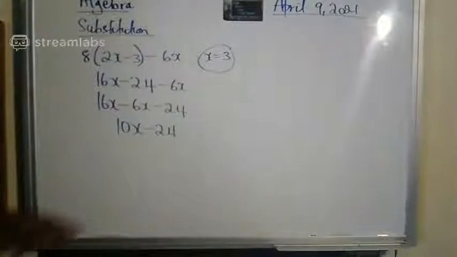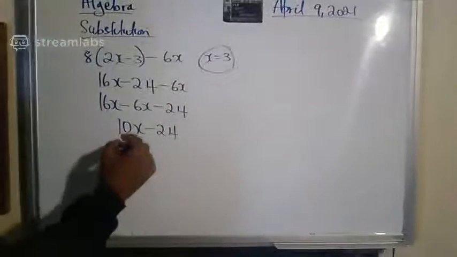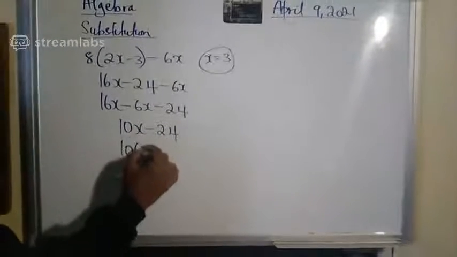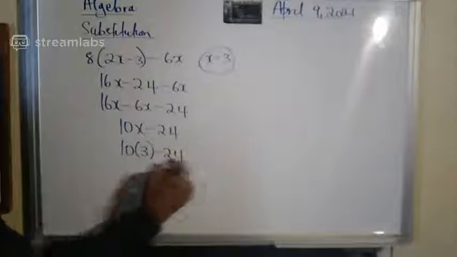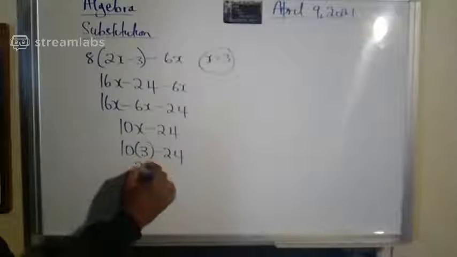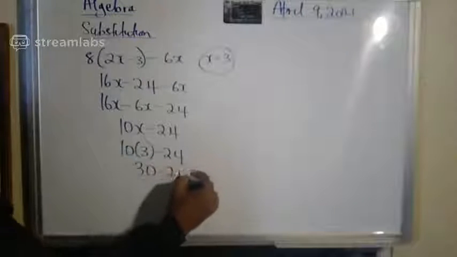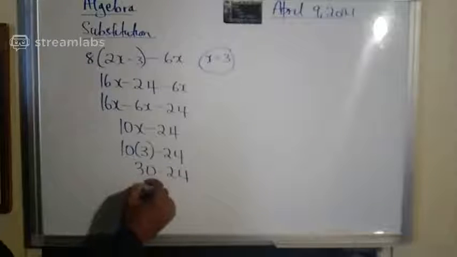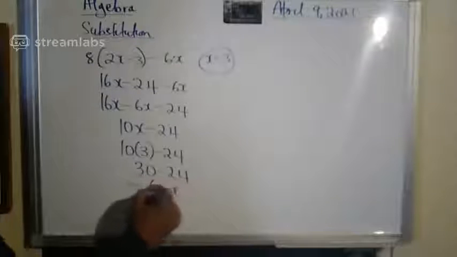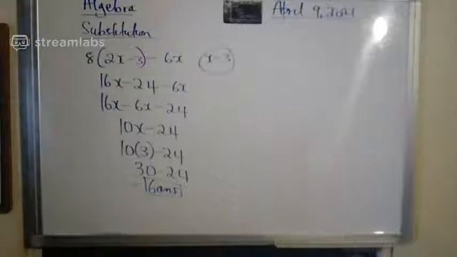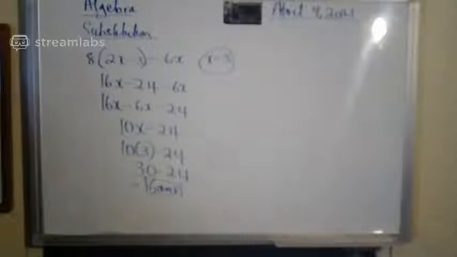But we are not finished. It says x is 3. So we're going to substitute x equal 3 now. 10 times 3 is 30 minus 24. 30 minus 24 is 6. Alright guys. Remember guys, you are supposed to be trying it before and then we compare answers.